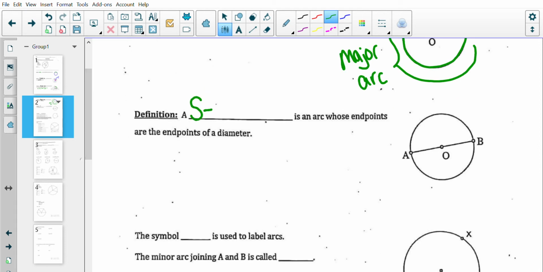Okay. A semicircle is an arc whose endpoints are at the endpoints of a diameter. So a semicircle is half a circle. And there really is no minor versus major. You could look at it however you want because it's equal to 180 degrees. We know a whole circle is 360 degrees, so a semicircle has to be half of 360 degrees, which is 180. So a semicircle is always 180 degrees, half of a circle.